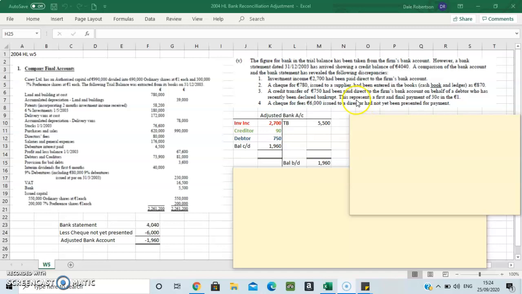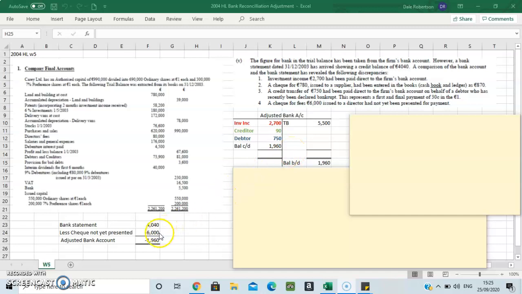So therefore, the bank are unaware of this, but we know that if you were to take the bank's figure and take out that check of 6,000, actually we would have an overdraft here or a minus of 1960. When this 1960 here matches with this minus 1960 up here, or credit 1960, well then you know that the adjusted bank account work that you have done is correct.